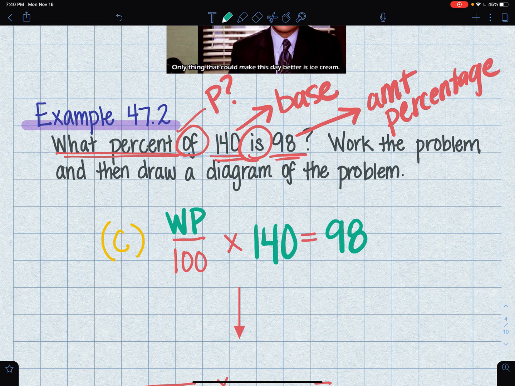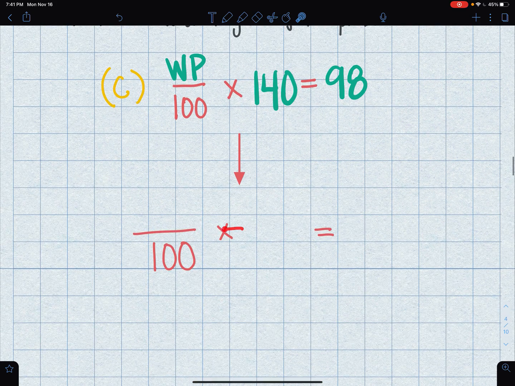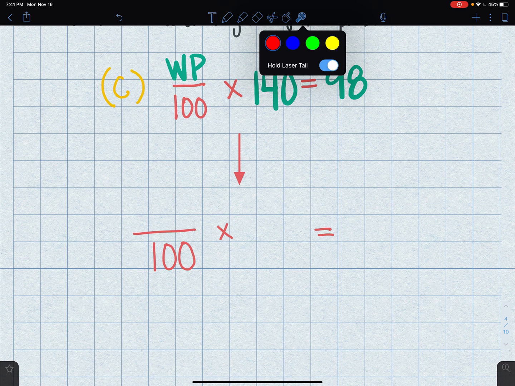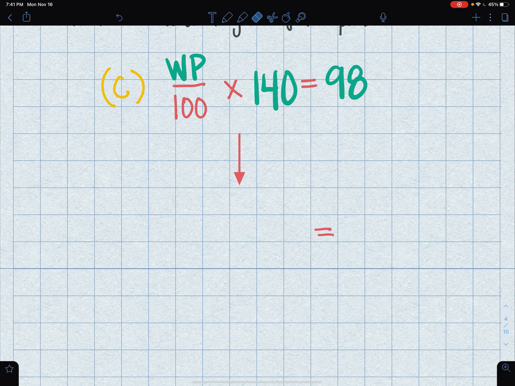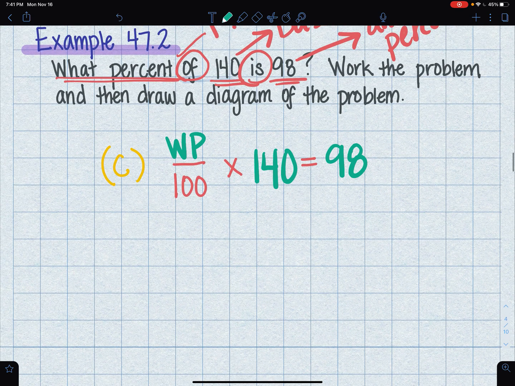In other words, what they're sort of asking here is, let's say that there was a test. There were 140 questions on the test. You got 98 of them right. What percent did you get on the test? Okay, so let's figure that out. So, let's just erase this because I want to just do this problem. We're going to be solving for WP.